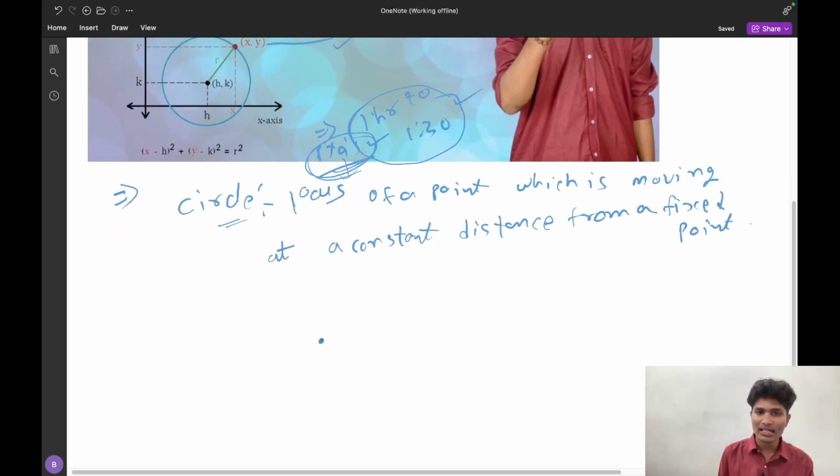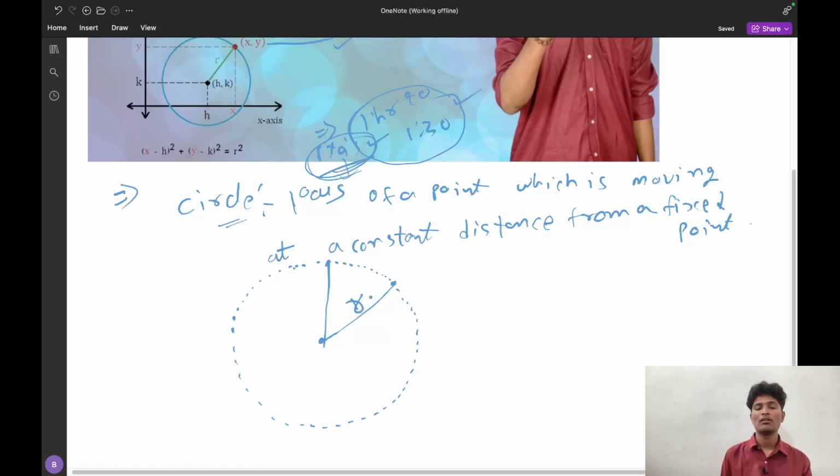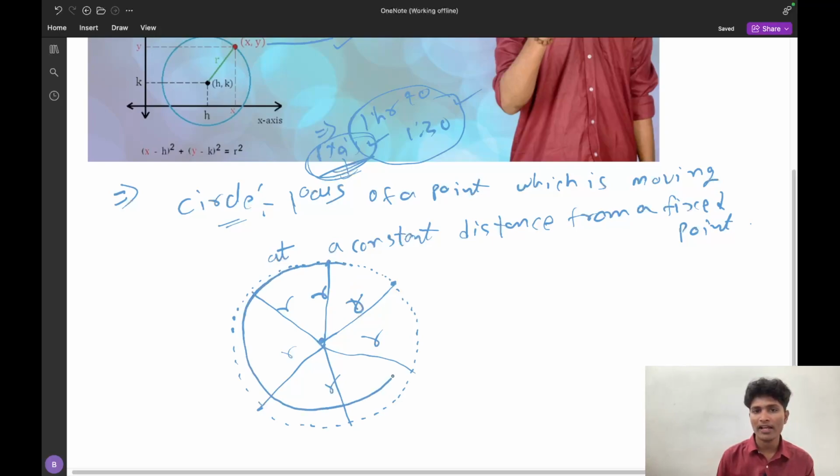So if you assume this point is a fixed point, and there is another point which is at the distance d, or you can define it as r, and if I move the point in such a way that its distance does not change, the distance is constant. And if I plot all the points like this, you will get the distance at any instant is the same, that is the distance is r, r, r, and r. And this figure that I formed now is called a circle.